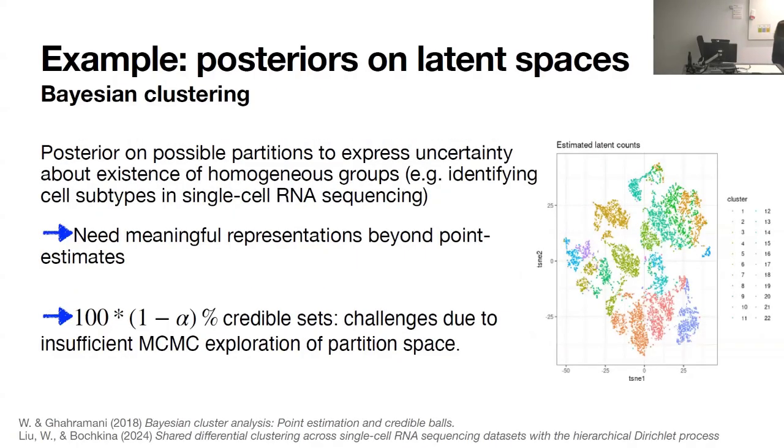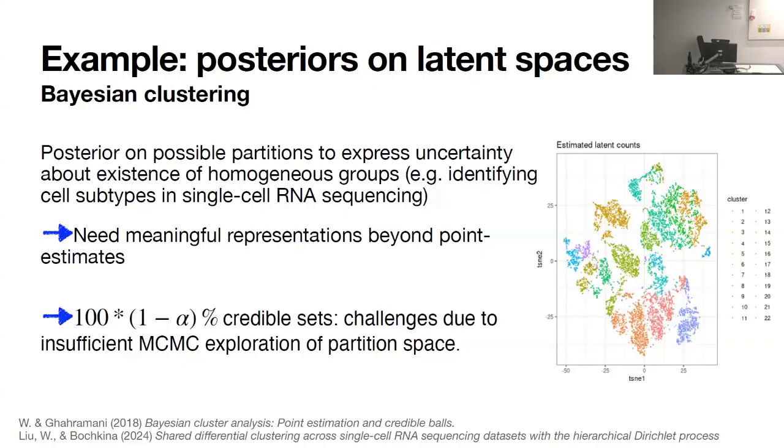Okay, another example, and this is the one I'm going to be focusing on in this talk, is clustering. In clustering, we have a posterior distribution over the space of possible partitions to express our uncertainty about the existence of homogeneous groups of data points. This is an example from one of my papers with Natalia and our PhD student, where we were using Bayesian clustering methods to identify cell types in single cell RNA sequencing data. Okay, so this is a huge space.